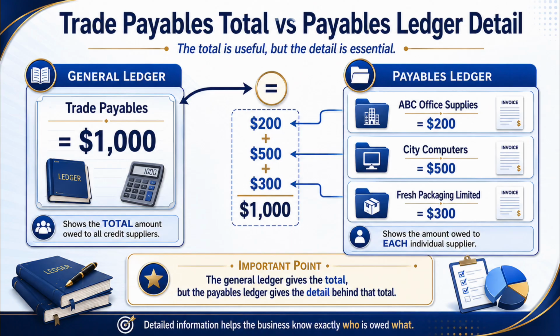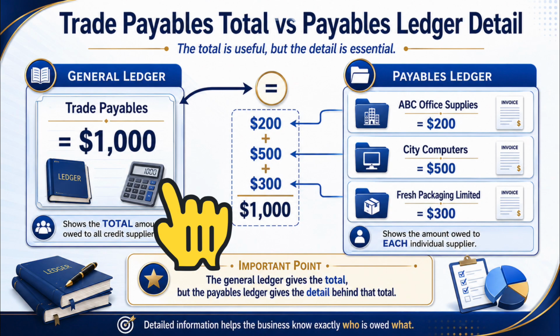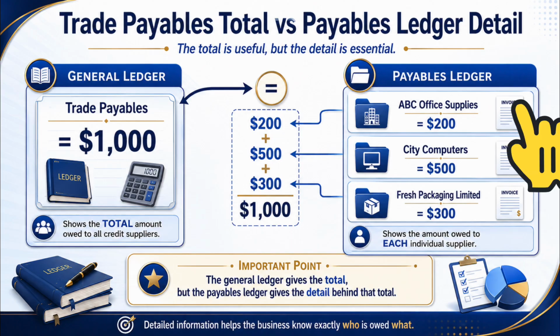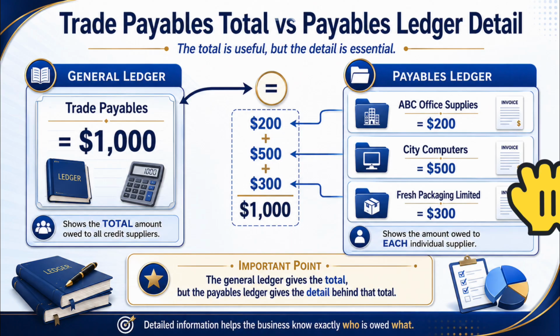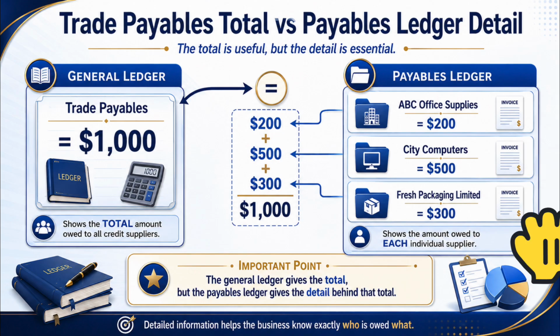Suppose a business owes money to 3 suppliers: ABC Office Supplies, $200, City Computers, $500, Fresh Packaging Limited, $300. The total trade payables balance is $200 plus $500 plus $300 equals $1,000. The general ledger may show trade payables equals $1,000, but this total alone is not enough. The business also needs to know ABC Office Supplies equals $200, City Computers equals $500, Fresh Packaging Limited equals $300. That detailed information is kept in the payables ledger.